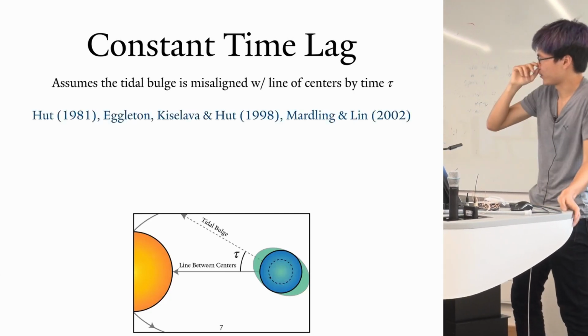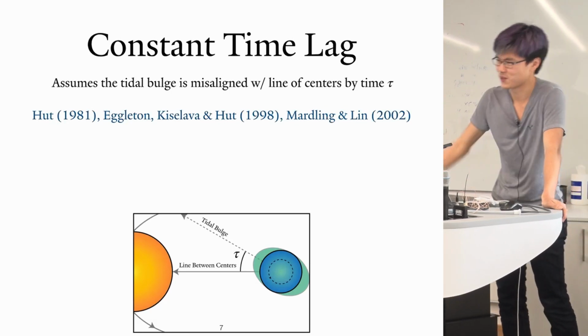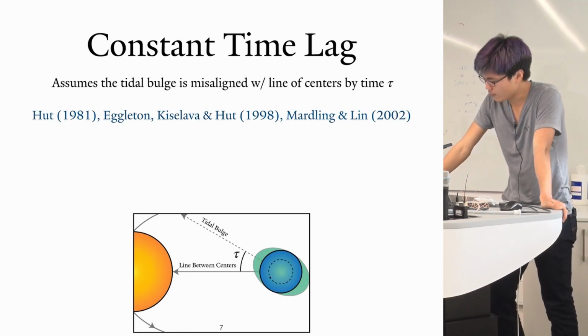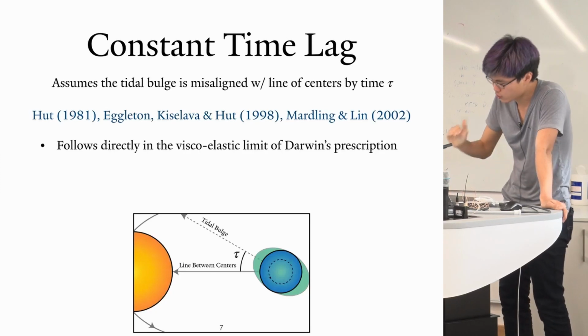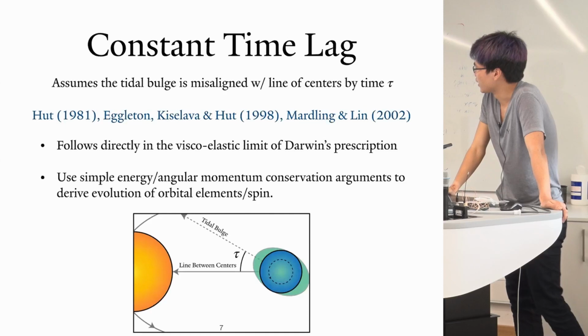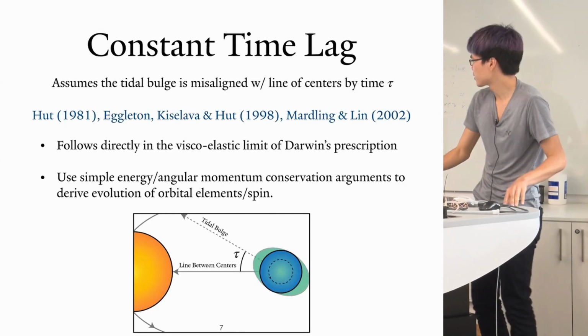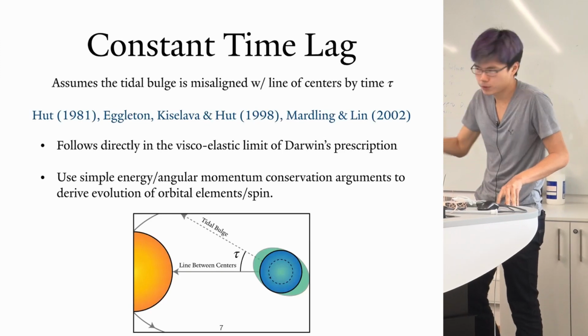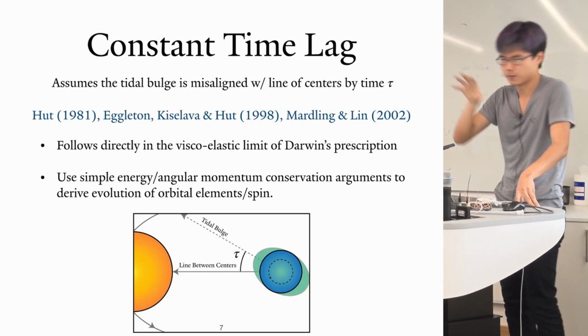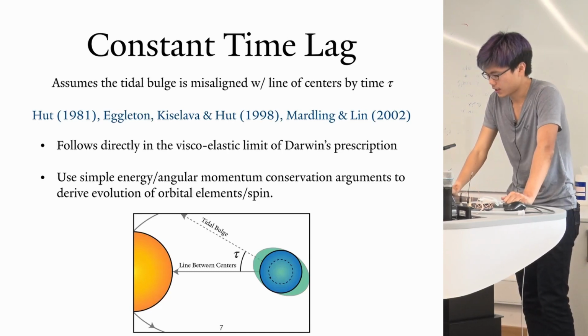A variety of authors have worked on expanding the constant time lag model, one of which, Rosemary, is sitting right there. And this model falls directly in the viscoelastic limit of Darwin's prescription. And using some simple energy and angular momentum arguments, you're able to derive the evolution of both the orbital elements of the system as well as the spin vector evolution of our two bodies.